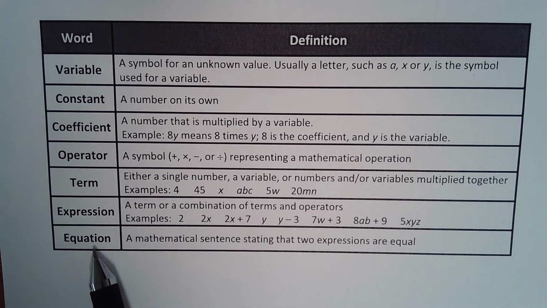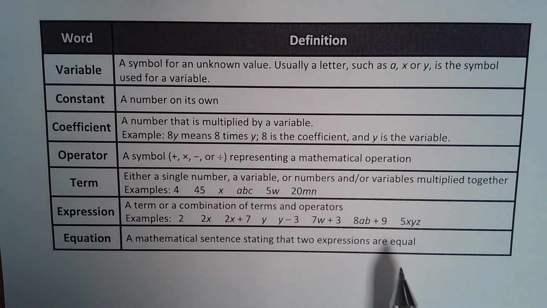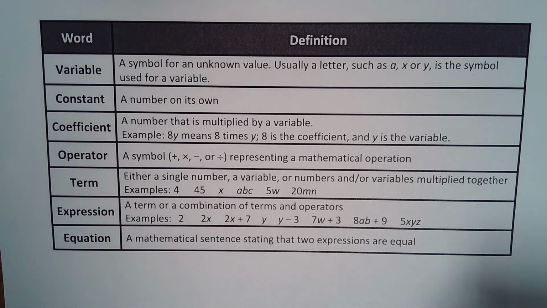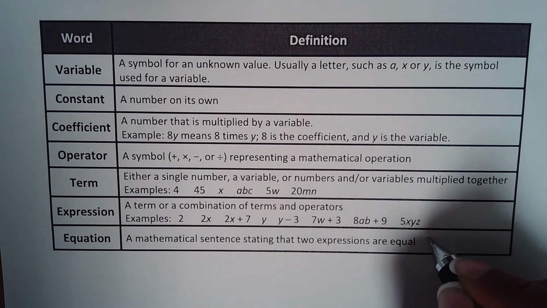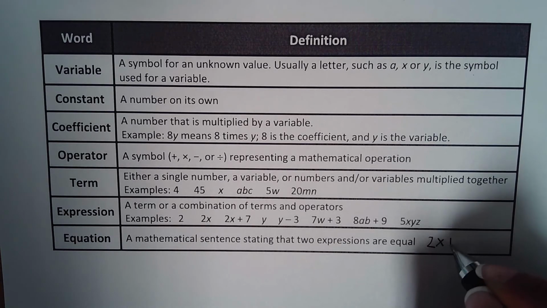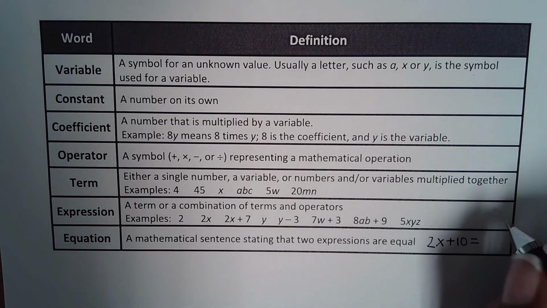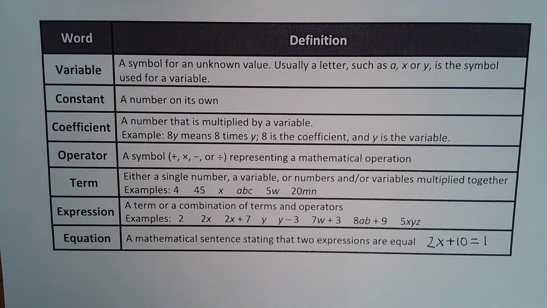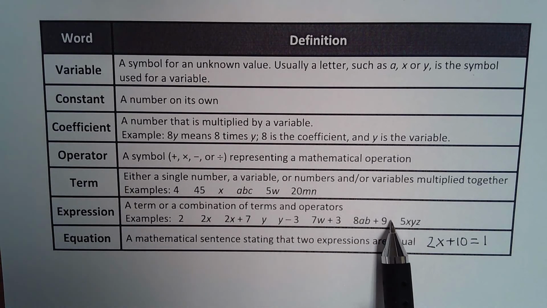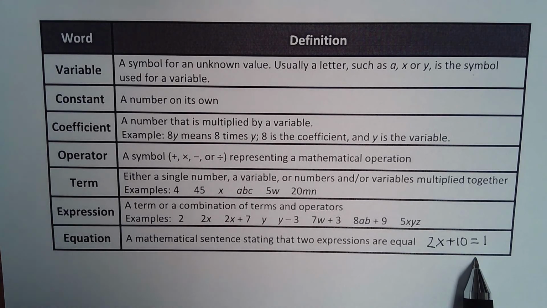And then lastly, you have equation. An equation is a mathematical sentence stating that 2 expressions are equal. Equations will always include an equal sign. And I'll just put an example here. So say we have 2x plus 10 equals 1. The fact that there is an equal sign included lets me know that this is an equation. That's going to be the difference between an equation and an expression. Expressions will not have equal signs, and equations will.